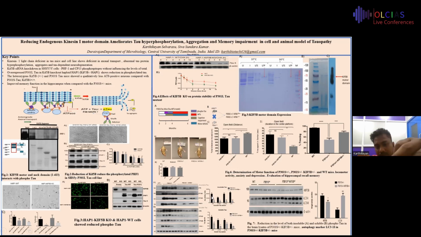So this is my oral presentation: how one motor protein interacts with the tau protein, and how it gives an adverse effect on tau hyperphosphorylation or phosphorylation. So we are focusing on the motor protein, and with the motor protein, how we can target Alzheimer's disease. So this area we are working on. From that, I'm doing this presentation.